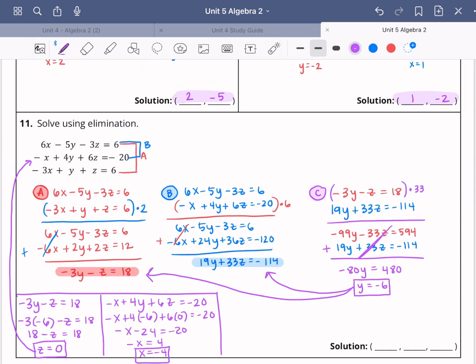So now I know x, y, and z. So we'll put that in order of x = -4, y = -6, z = 0 for my final ordered pair.